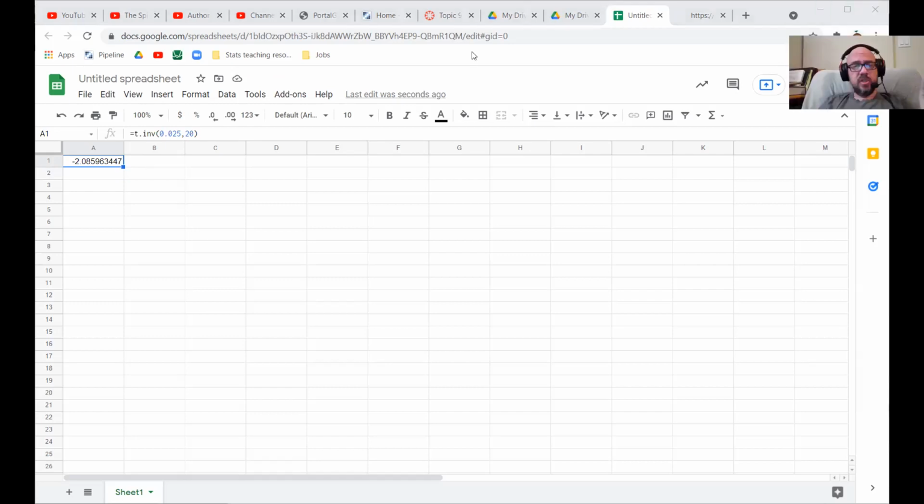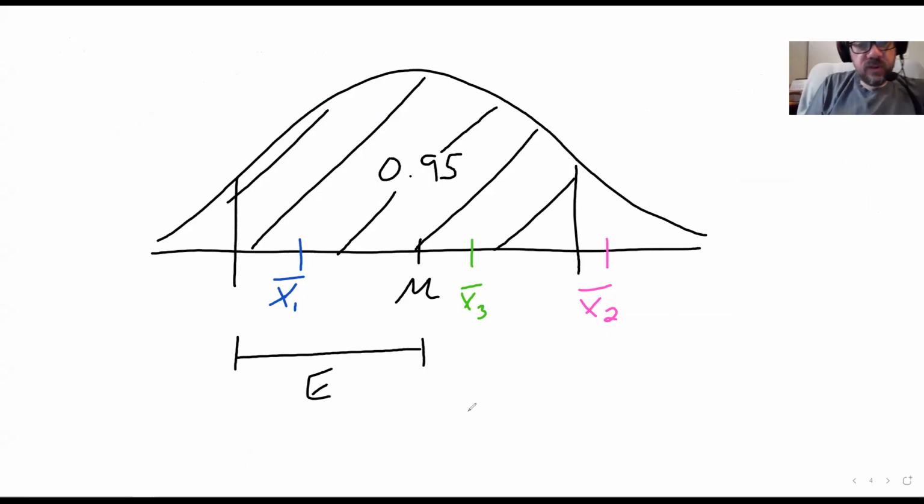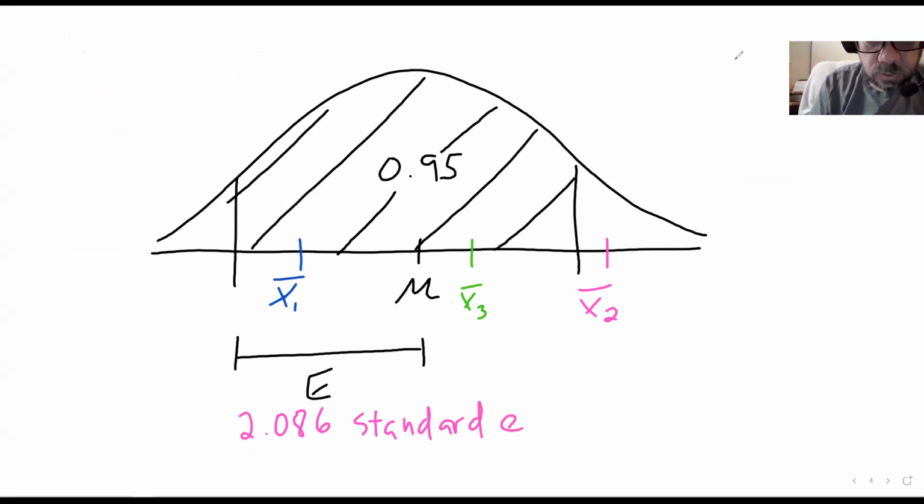So let's go do this. This margin of error is 2.086 standard errors on either side of the mean. And what that'll do is get me 95% of the data. You might say, well, wait a minute, I thought we didn't know what mu was. How can we know where that would be if we don't know where mu is?